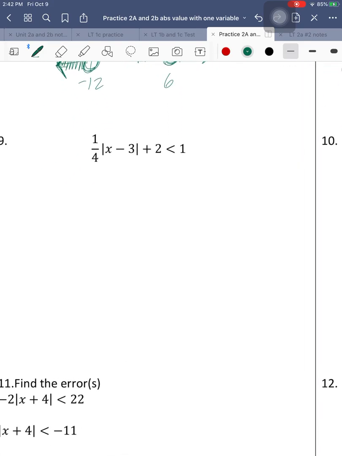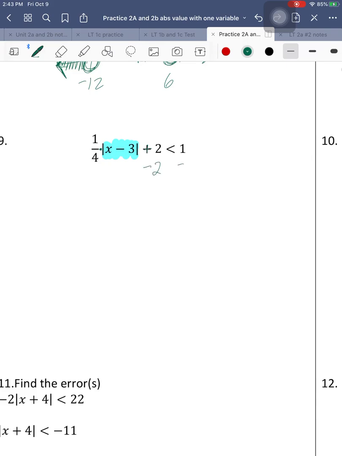Number 9. All right, now this is the first time we have the absolute value not isolated, and there's more than one operation on the outside. So we really have to think about order of operations. We have a plus here and a multiplication. Order of operations, we would do the multiplication first, then add. So we have to do the reverse order of that.